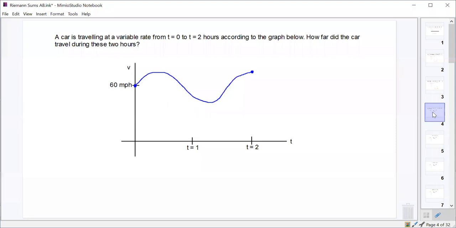All right. Now my car is traveling at a variable rate. I started off at 60 miles an hour and I finished at, I don't even know how fast. And I sped up, and then it looks like maybe I went about the same for a little, and I went a lot slower because there was traffic. I was like driving through LA or something. And then I got annoyed and sped up and drove on the shoulder of the road for a while to get around the traffic. How far did my car go?